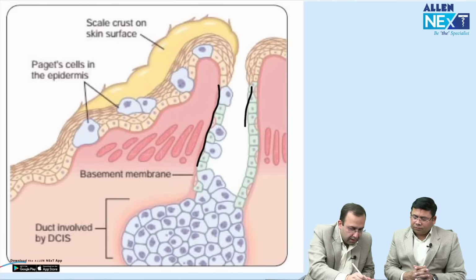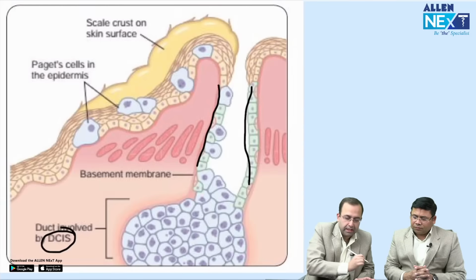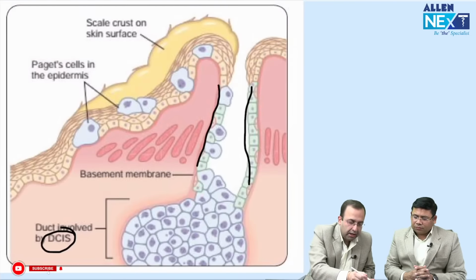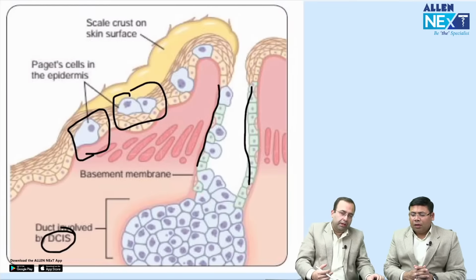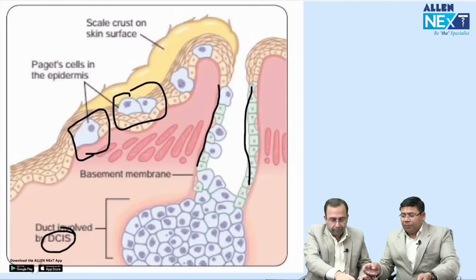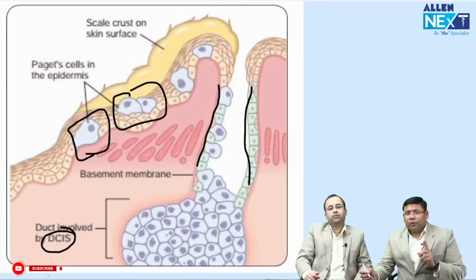Secondly, when we talk about the pathogenesis of the same, we see the presence of a duct which is involved by ductal carcinoma in situ. And the basement membrane is intact, and they migrate along the duct and come into the epidermis. These are the Paget cells which we were seeing microscopically in the slide. I would like to highlight one point which sir has said, that they have gone into the epidermis.